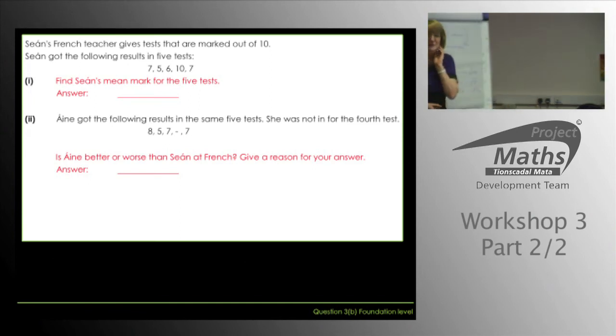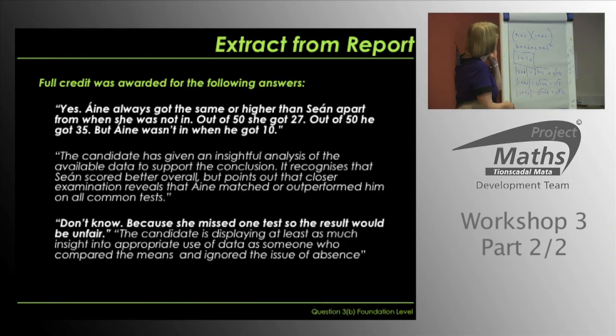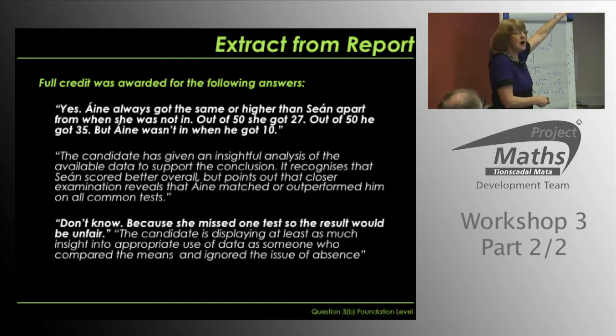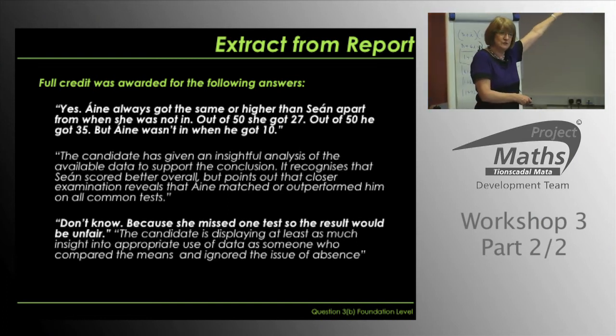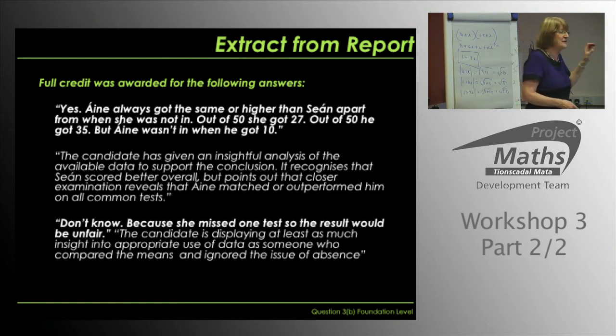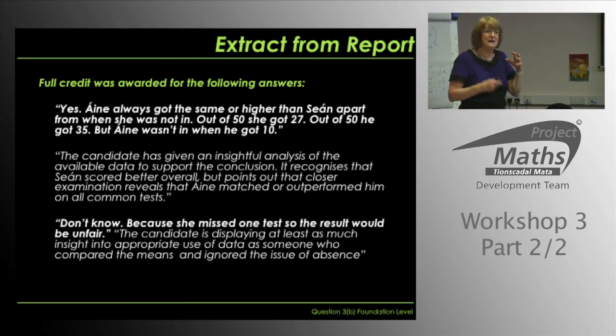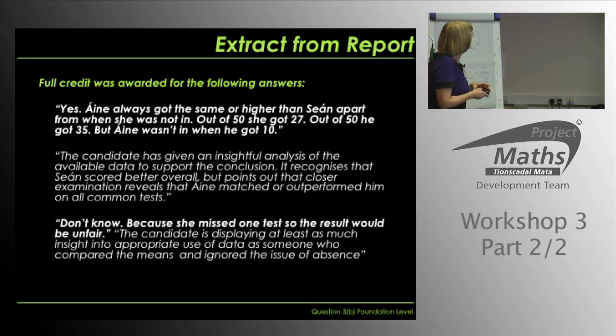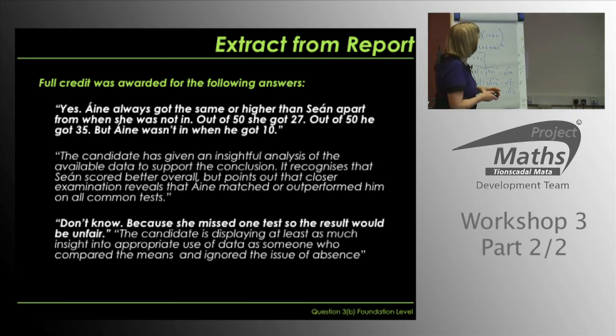Anyway, let's have a look. We finish up by looking at a few of the comments. Full credits were awarded to the following answers. The dark print are the answers that the students wrote, and the light print are the comments from the trial report. So yes, the yes was written down, and that was interpreted as meaning yes, that Anya was better. Anya always got the same or higher than Sean, apart from when she wasn't in.